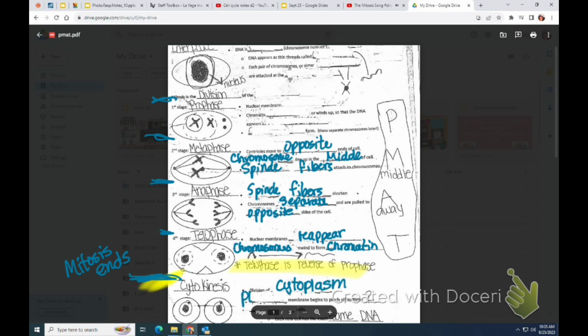The plasma membrane begins to pinch off to form two. We're going to put identical cells. Each new cell has the exact same DNA. I'm going to let everyone finish this before we flip to the back to have a discussion. And then we're going to end class today with a practice Kahoot.